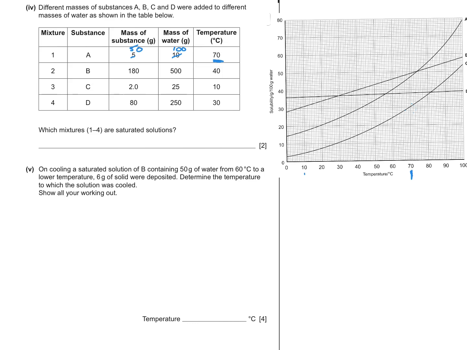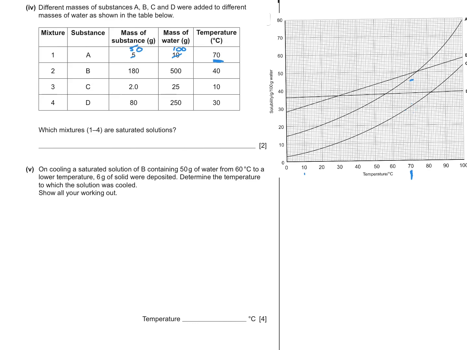So I'll just go up, and it's there, which is, if I can just see it, it's about 47, I think. It's around 47 grams per 100 grams of water. So what we're saying is, for A, at 70 degrees C, it's possible to dissolve 47 grams of the solid. If you go above 47 grams, no more can dissolve.